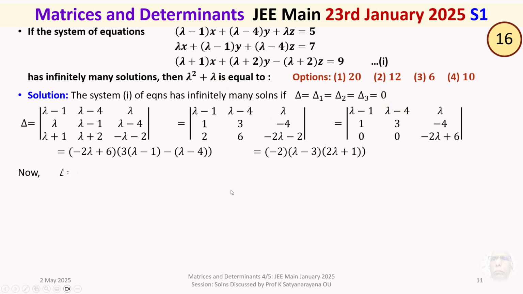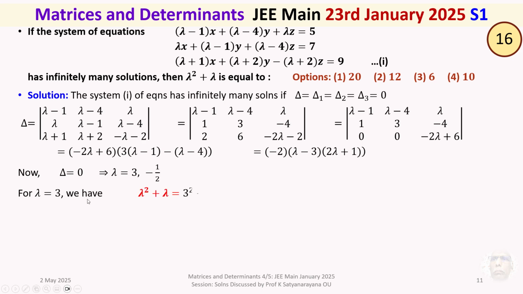Now delta is equal to 0 will give you lambda is equal to 3 and lambda is equal to minus 1 by 2. Now take the lambda value. Lambda is equal to 3. Lambda square plus lambda, that is 9 plus 3, 12. 12 answer is there against option 2. Therefore, that should be your answer.